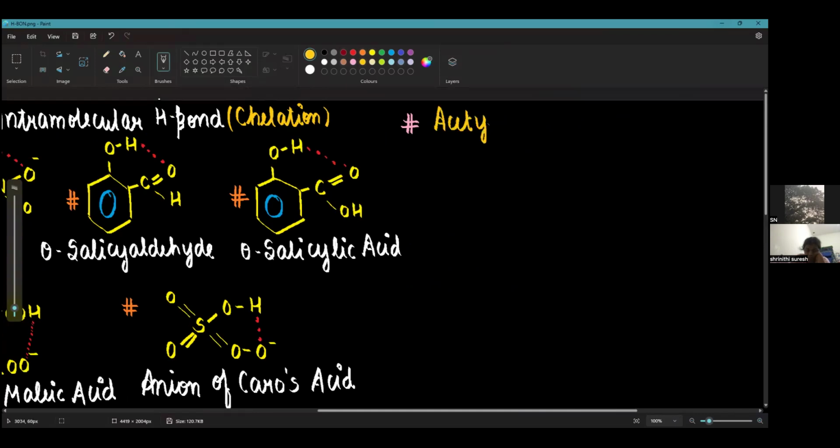So acetylene and acetone. Acetylene will be like this: H C triple bond CH. Okay. And acetone will be this. तो यहाँ पे भी हाइड्रोजन बॉन्ड बनता है ऐसा.